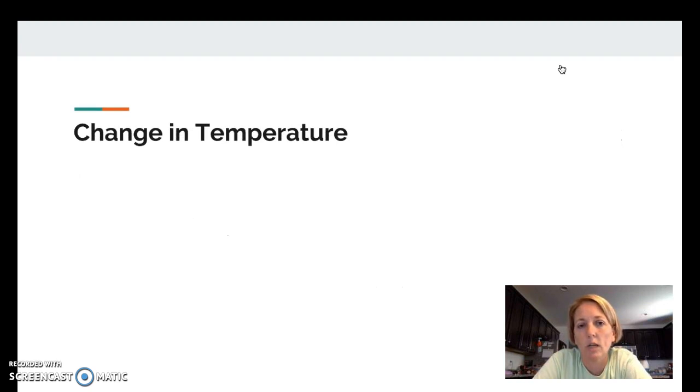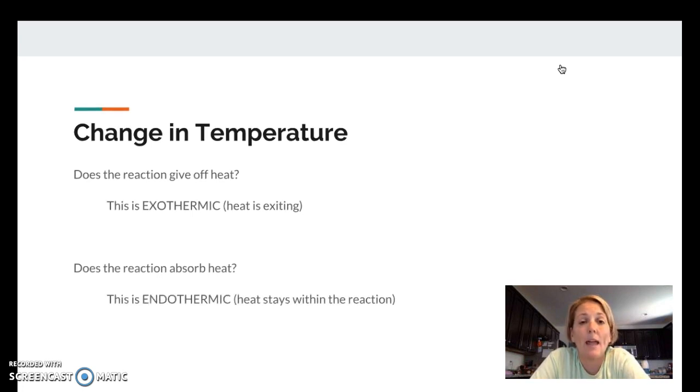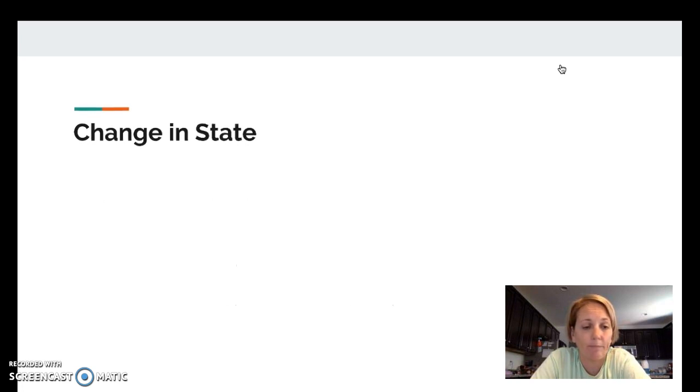So let's talk about a change in temperature. Does the reaction give off heat? If we were to feel the beaker and heat is given off, this is called exothermic. Heat is exiting the reaction. Does the reaction absorb heat? If heat is not given off, like an exit, then the reaction is absorbing that heat. That is called endothermic. Heat stays within the reaction.